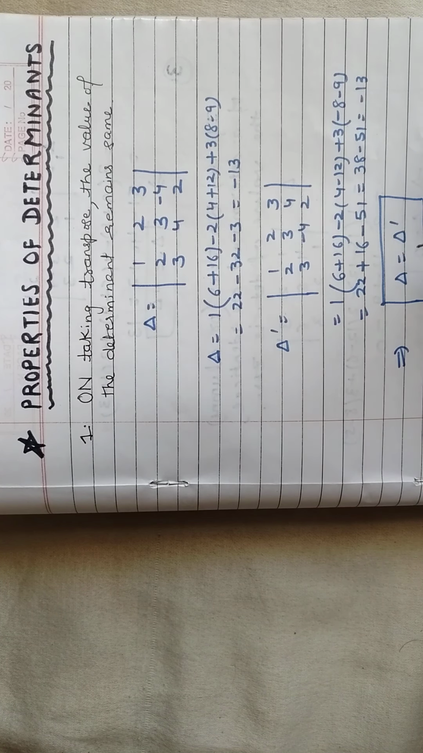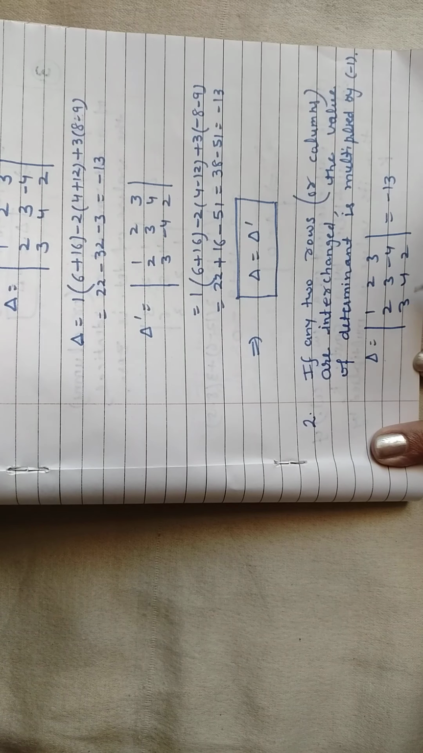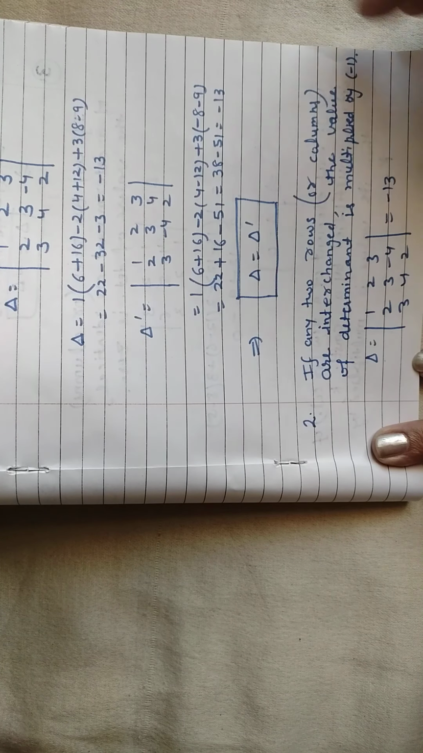The second property is, if any two rows or columns are interchanged, then the value of the determinant is multiplied by minus 1. Means this was the delta, see, 1 2 3, 2 3 minus 4, 3 4 2. Its value was coming out to be minus 13.